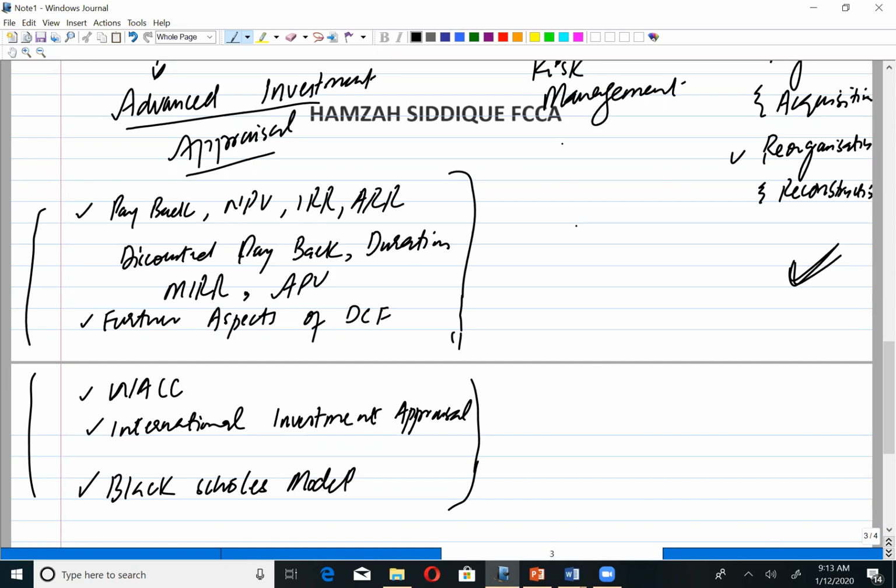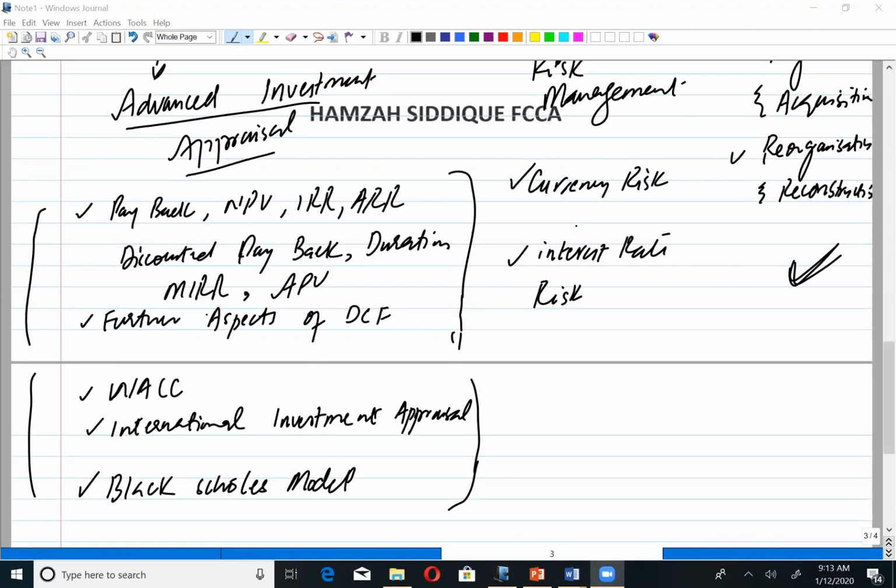Risk management is of two major types. That is currency risk management, when you are involved in international transactions, so you face the risk of adverse movement of currency. Second is interest rate risk management.